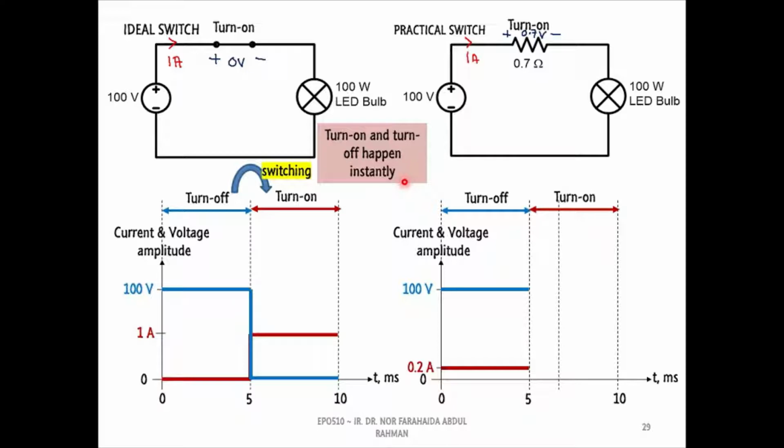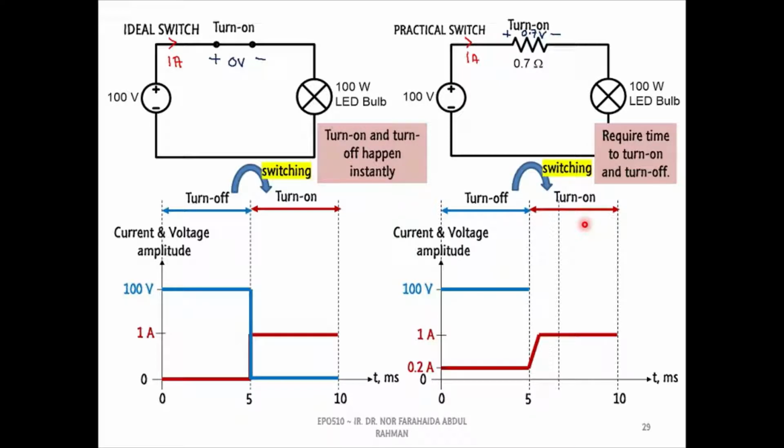However, practically, the power switch requires considerable time to change from the off state to the on state and vice versa. Thus, it creates a time delay before the power switch can conduct maximum current during the on state and blocks maximum voltage during the off state.